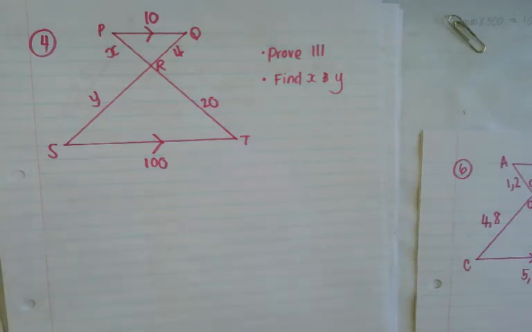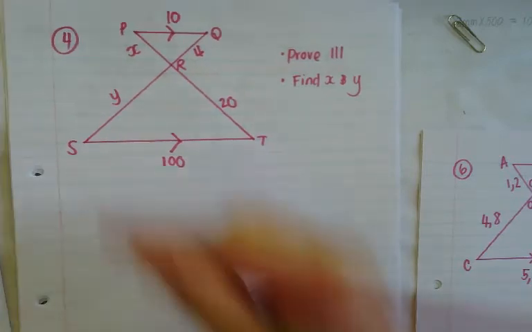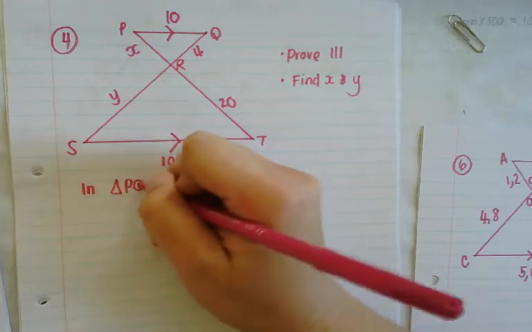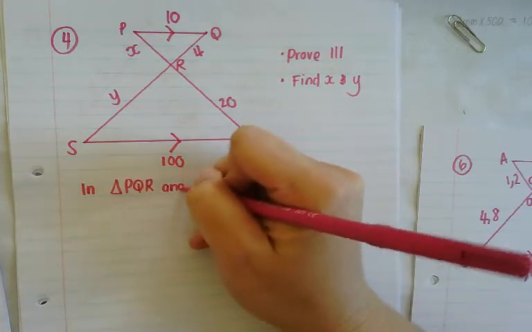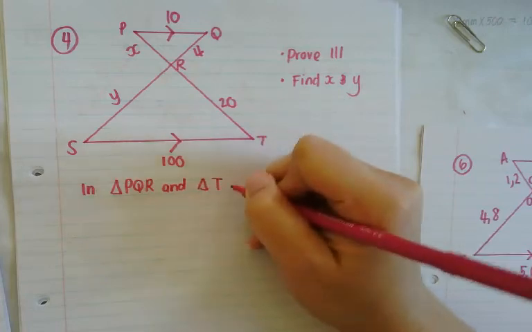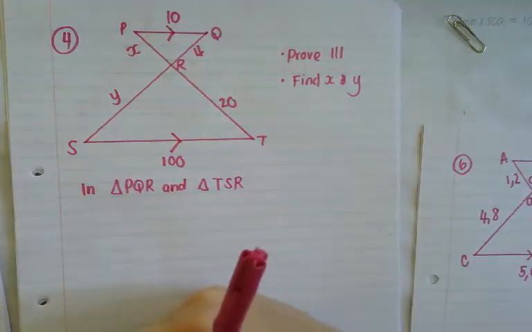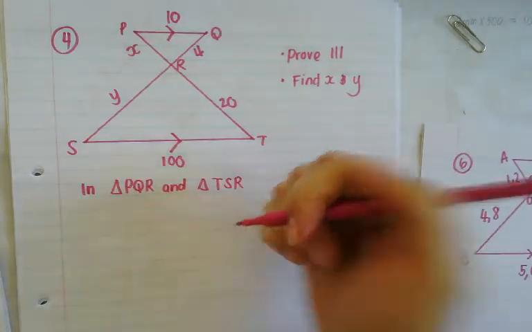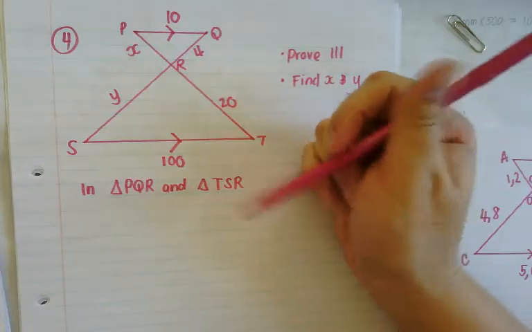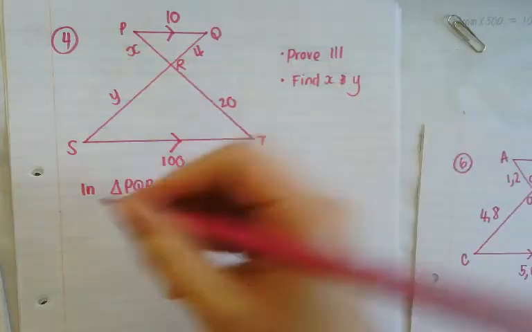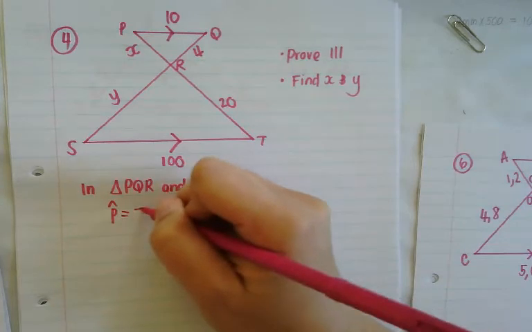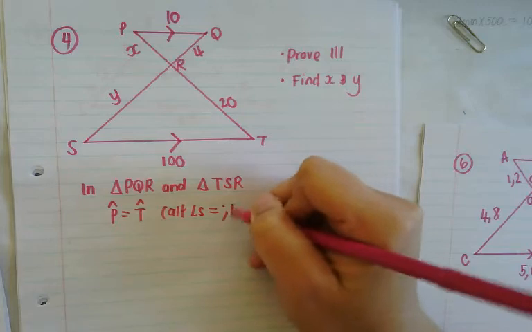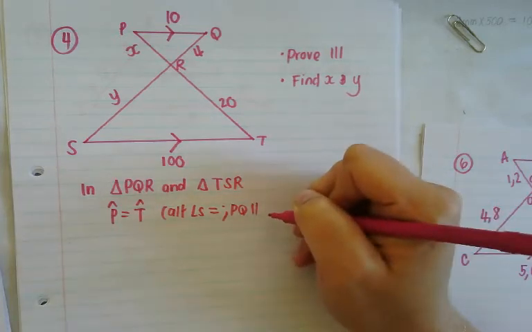Okay, looking at number 4, I need to prove that they are similar. I'm going to start with the top triangle PQR, and matching to PQR would be TSR. Since we have parallel lines, we can use that. So angle P is equal to angle T. Alternate angles are equal, with PQ parallel to ST.